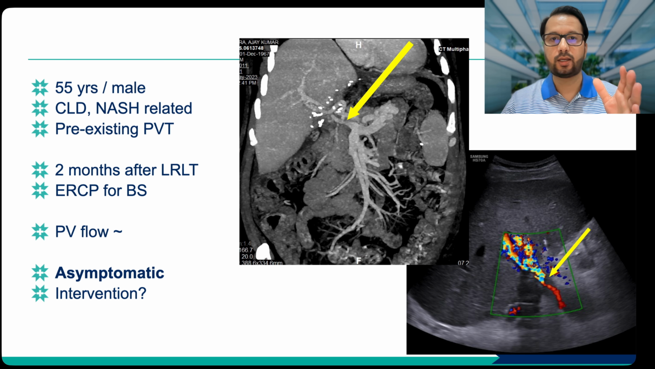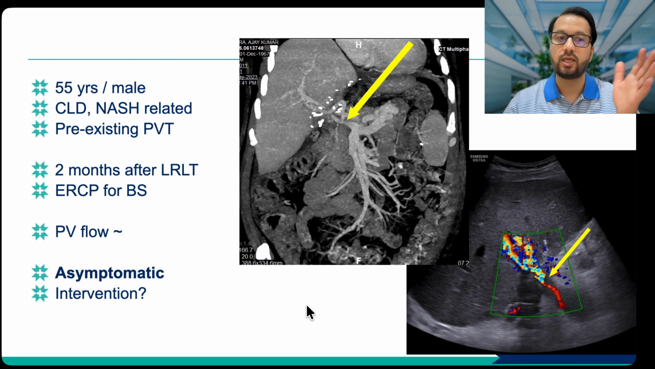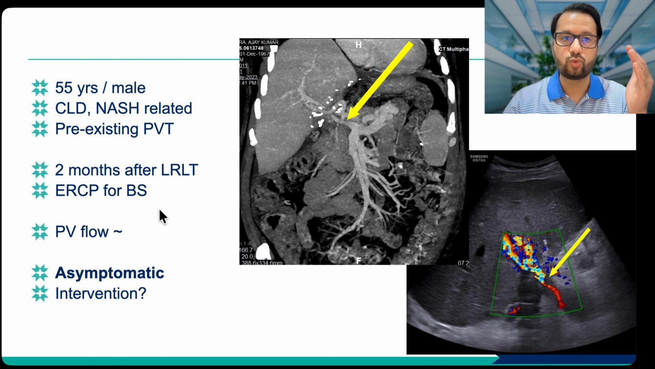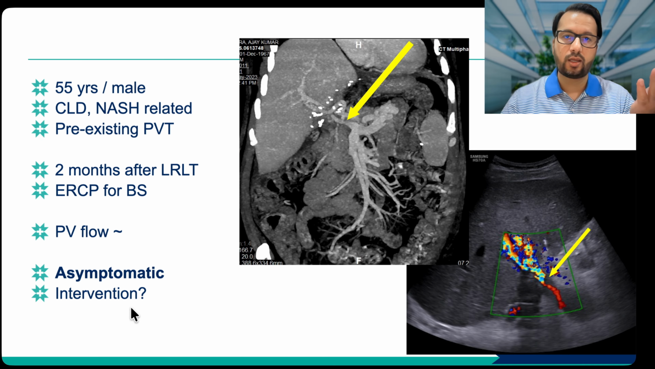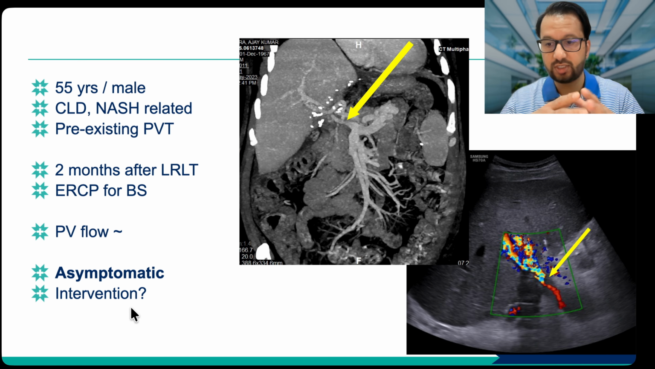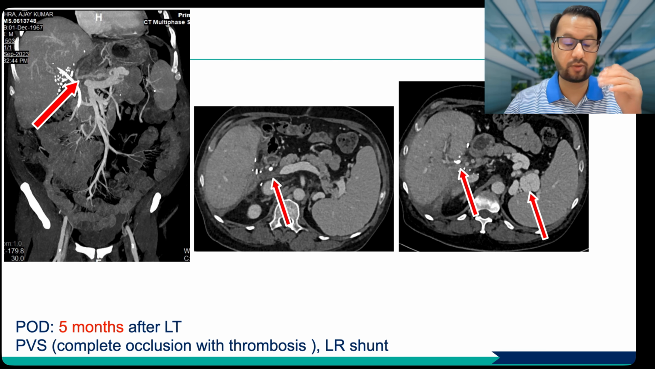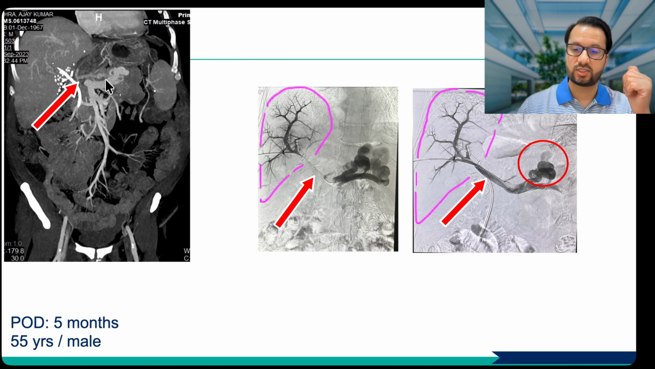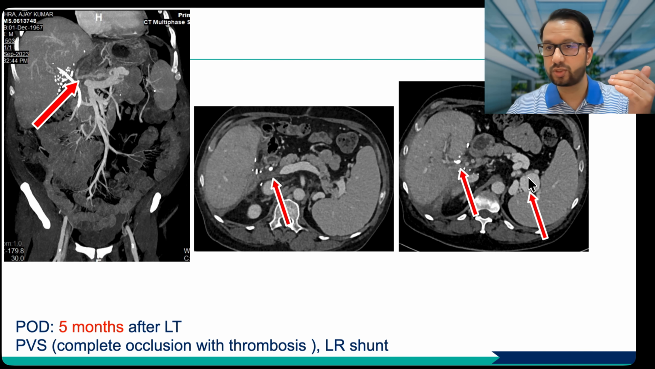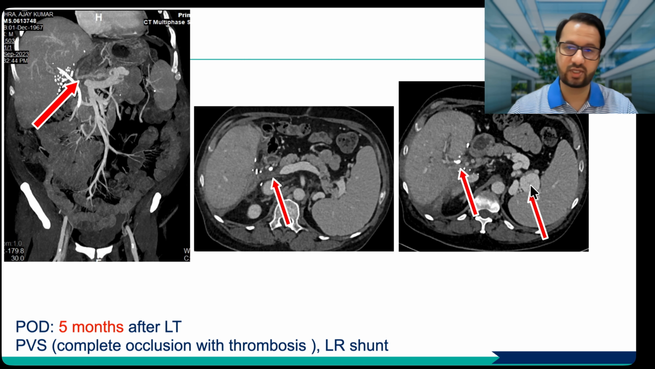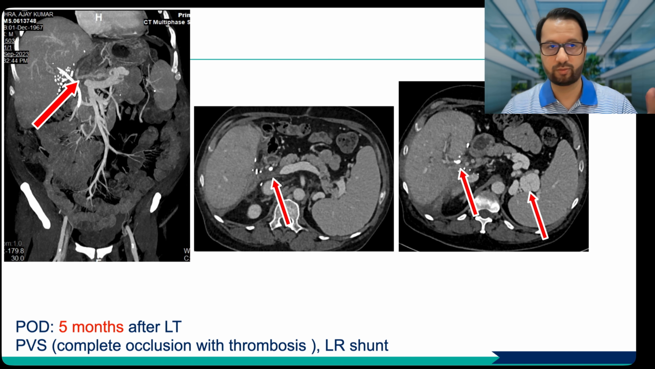Second case: here there was portal stenosis which was again incidentally detected. The patient was asymptomatic 2 months after the transplant. Here we decided not to intervene initially, and 5 months later the patient again turned up, but this time he had complete occlusion of the portal vein because of the severe stenosis, and there is also some thrombosis. Also note that there is a large LR shunt which is filling up all the blood from the portomesenteric circulation.